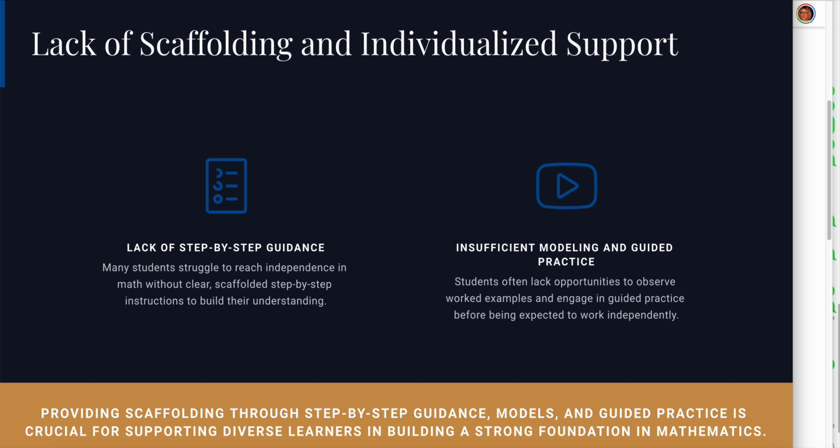Also, insufficient modeling and guided practice. Too often in algebra, it's equation, equation, equation, and then we want them to interpret a graph, but we haven't actually made those connections. Make sure that you are modeling what is happening. If you're giving them an equation, can they visualize what that equation looks like and how it is modeling something in the real world? Can you give them guided practice before they start independent work?